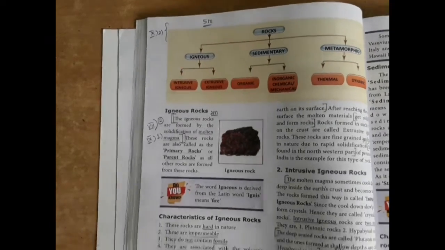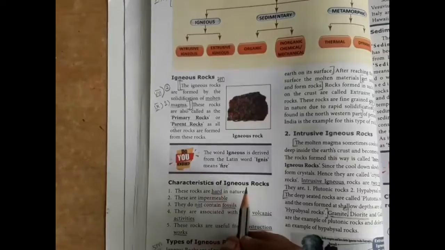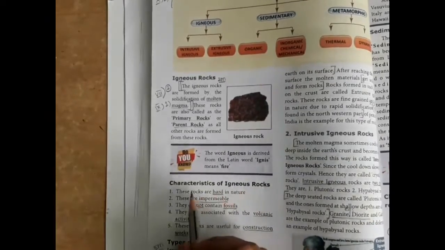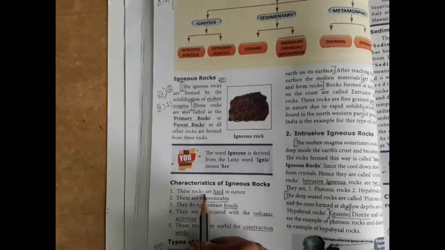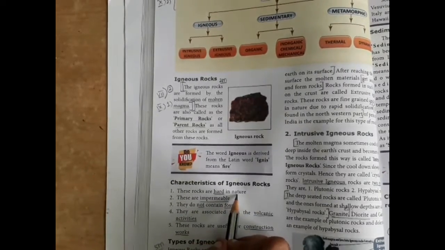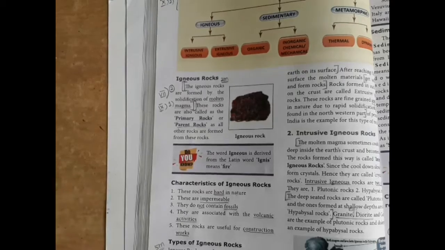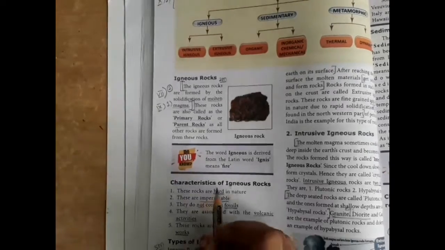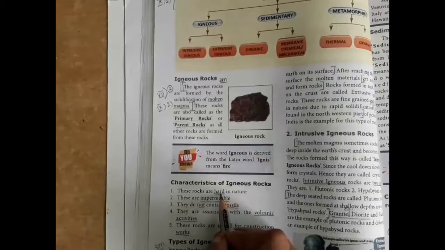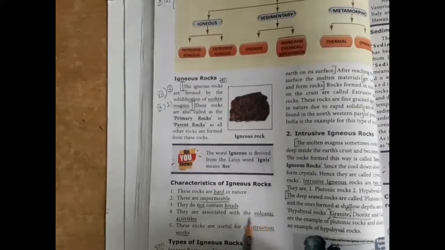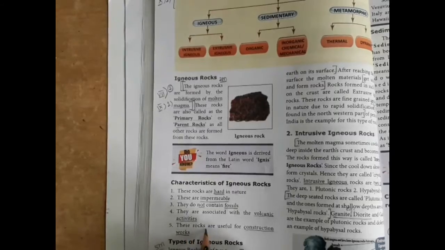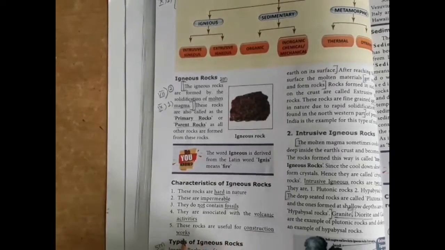Now we are going to see the characteristics of igneous rocks. The first one, these rocks are hard in nature. We already know rocks can be hard or soft in nature, but igneous rock is hard in nature. These are impermeable. They do not contain fossils. They are associated with volcanic activities. These rocks are useful for construction works.